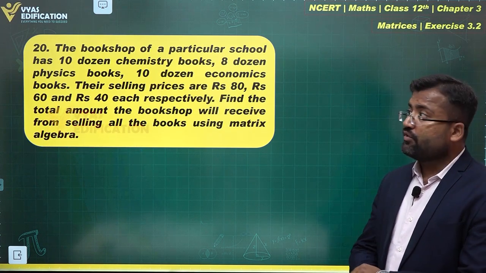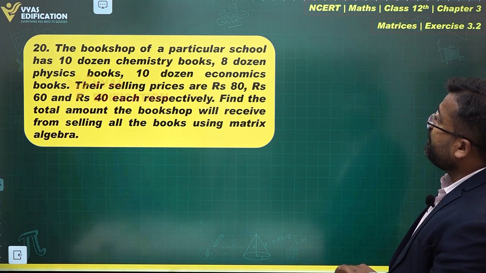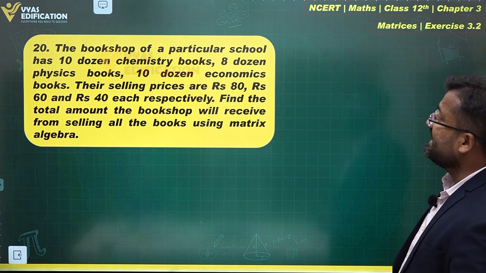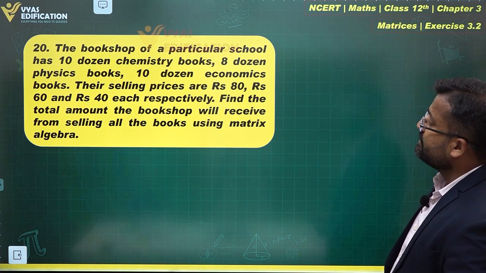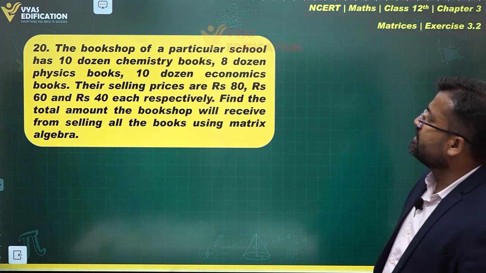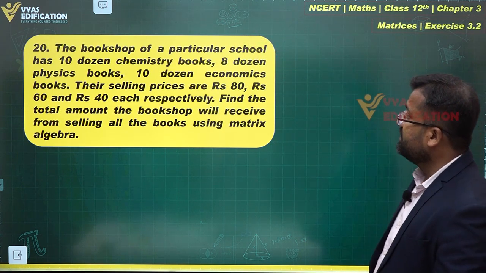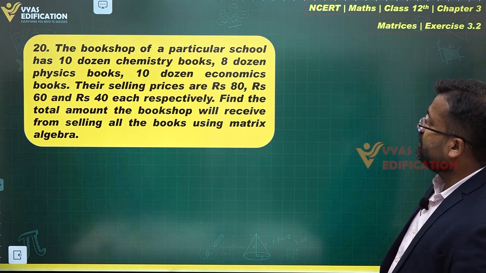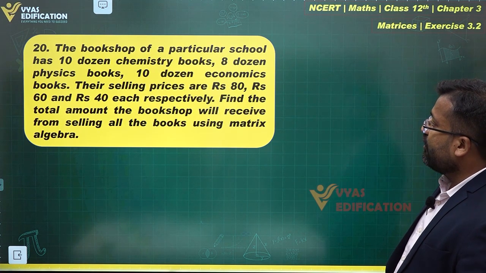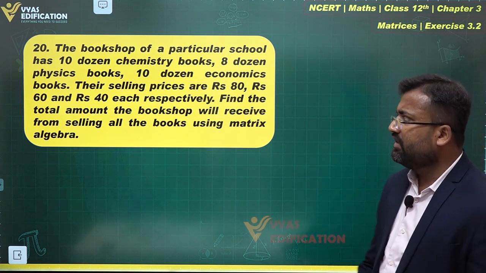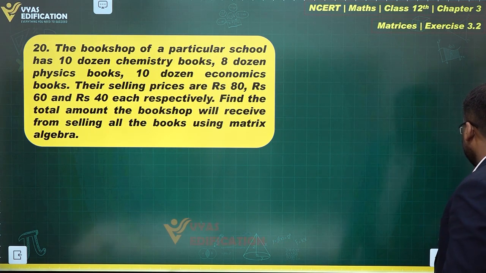Let us take a look at this question, 20th. The bookshop of a particular school has 10 dozen chemistry books, 8 dozen physics books, 10 dozen economics books. The selling prices are rupees 80, 60 and 40 respectively. Find the total amount the bookshop will receive from selling all the books using matrix algebra. Okay, let's try to do this.